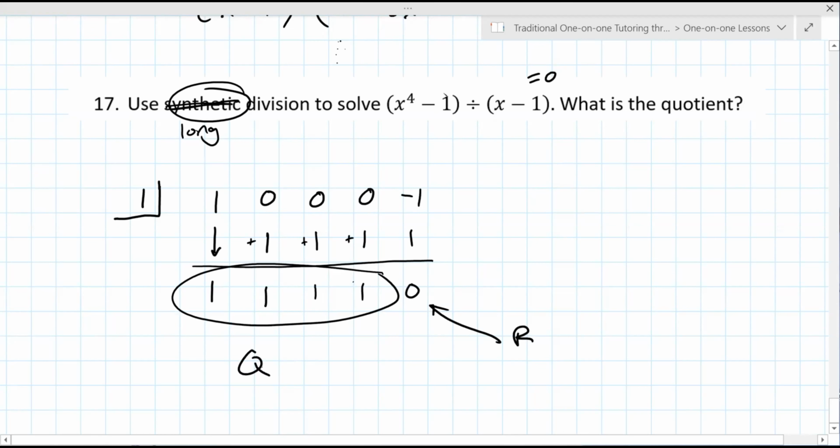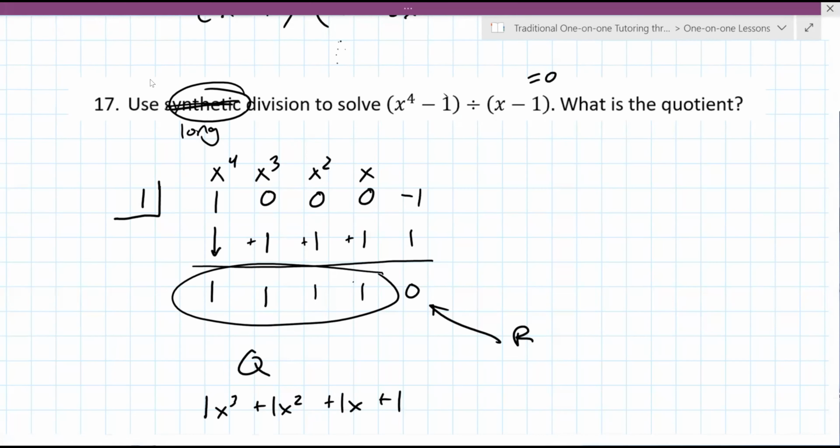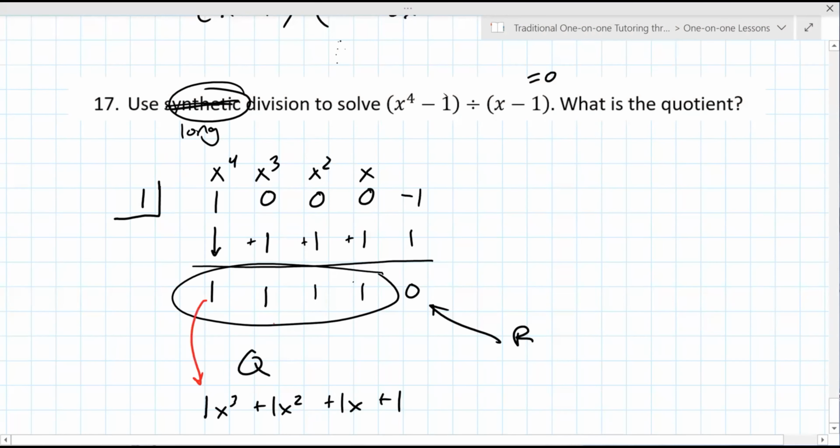Now, it's not the quotient that you're seeing in the answer there, because this first one referred to x to the fourth, x cubed, x squared, x. Your quotient goes down by 1 degree, so it becomes 1x cubed plus 1x squared plus 1x plus 1. And I'm getting those coefficients from this right here.